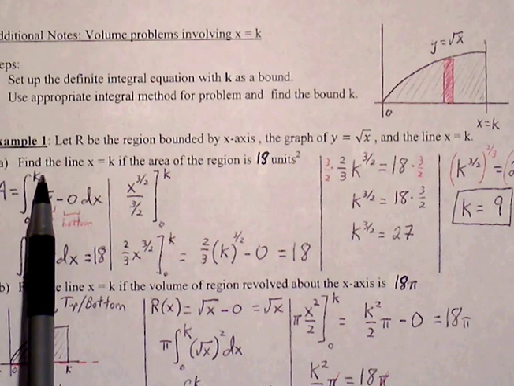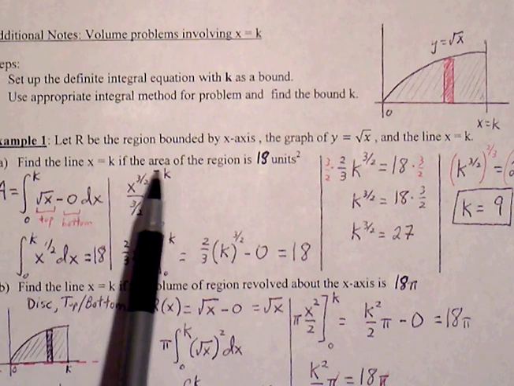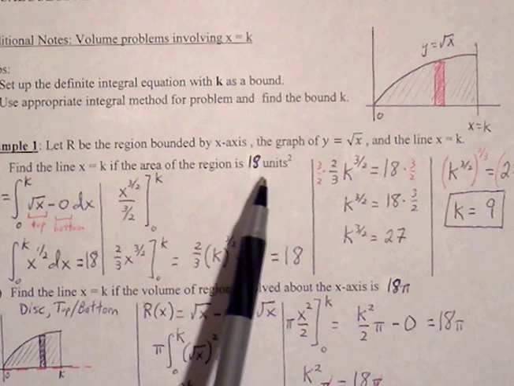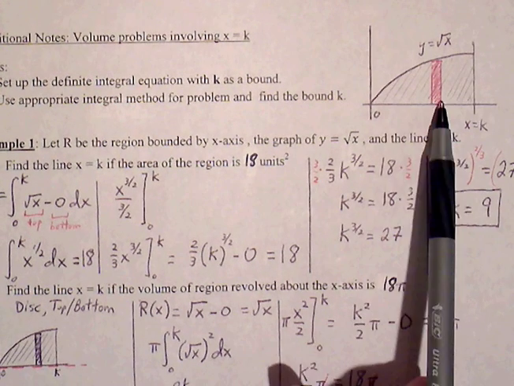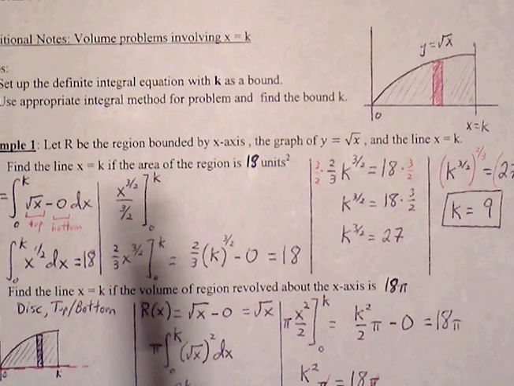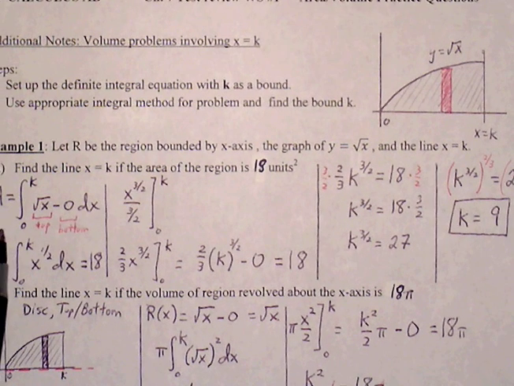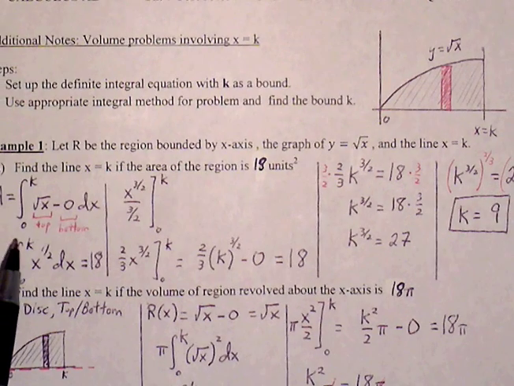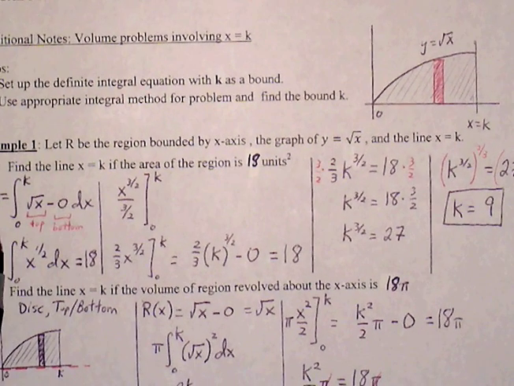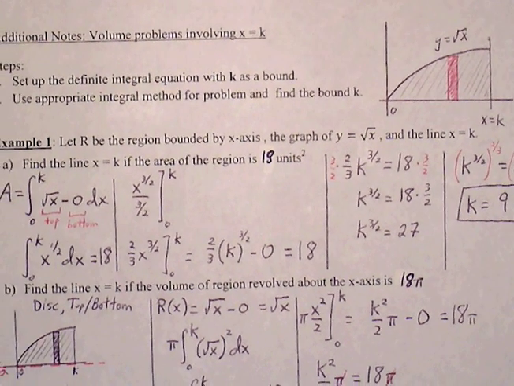Okay, so for A, find the line x equals k if the area of the region is 18 square units. So we know this area is 18 square units. We need to find out what k is. So we're going to set up the problem just like before. Everything will stay the same. The procedure will stay the same. It's just that now we're looking for a different piece of information.